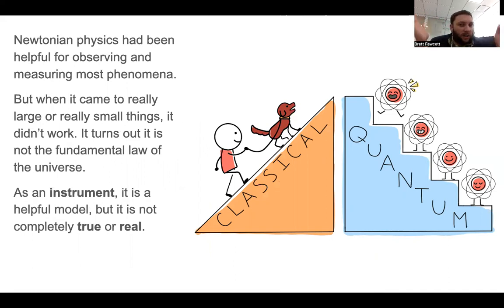When it comes to really large things or really small things, Newtonian physics does not work. So it's not the fundamental law of the universe. It's a very helpful instrument. It's a very helpful model, but fundamentally, it's not really completely true or real.